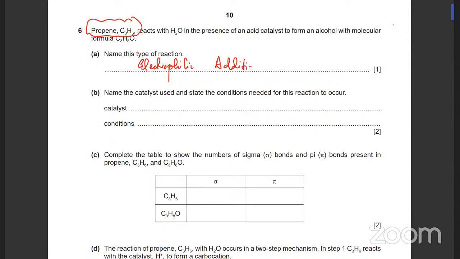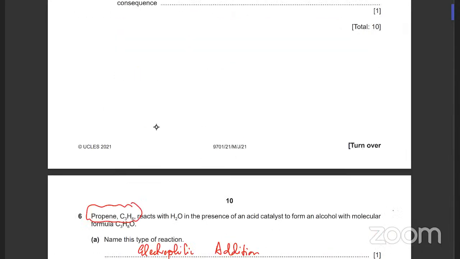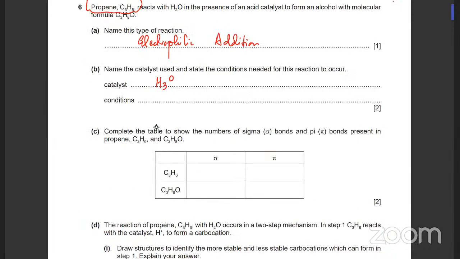Then you can name the type of catalyst used in this. So when you want to add water, what are the conditions? H3PO4 catalyst. Okay, hydration of alkenes. The conditions are 300 degrees Celsius and 60 atmospheres.